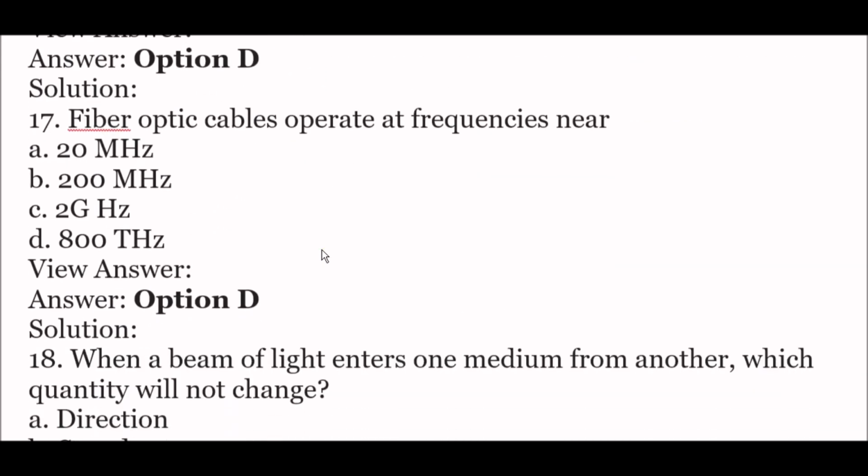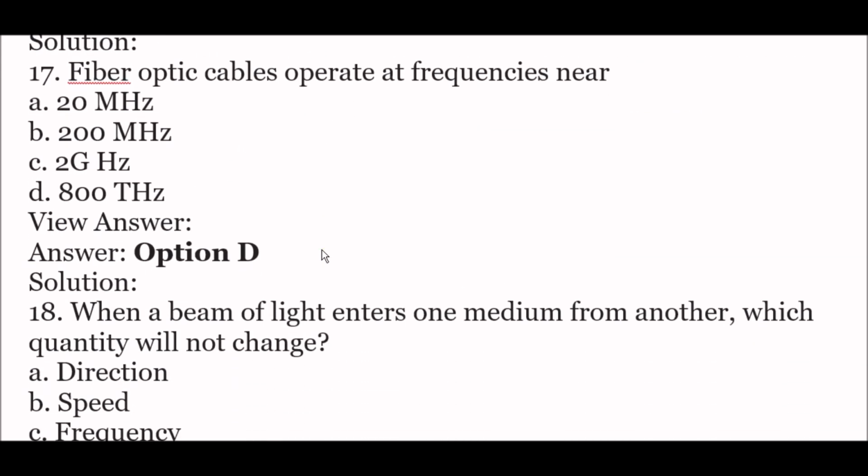Next question. Fiber optic cables operate at frequencies near option A 20 MHz, option B 200 MHz, option C 2 GHz, option D 800 terahertz. Right answer is option D 800 terahertz. Fiber optic cables operate at frequencies near 800 terahertz.